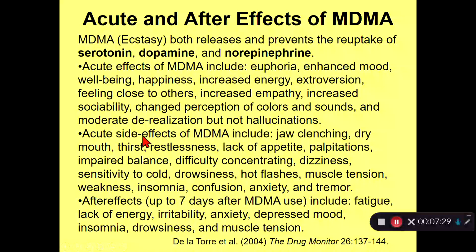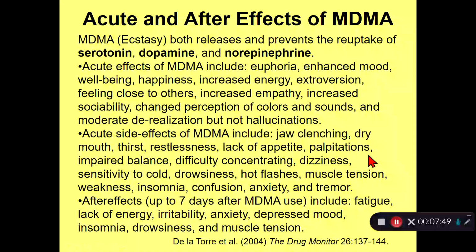MDMA has certain acute side effects. These are immediate effects that are different from the main effect. They include jaw clenching and dry mouth and thirst. That's why the little bee had a pacifier. Also restlessness, lack of appetite, etc., palpitations.